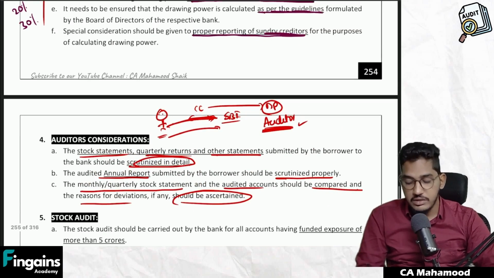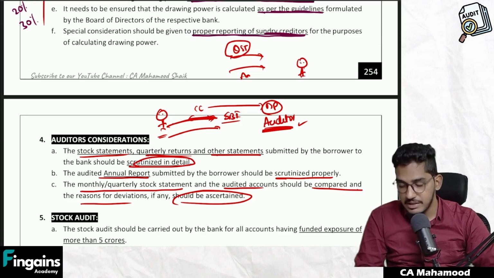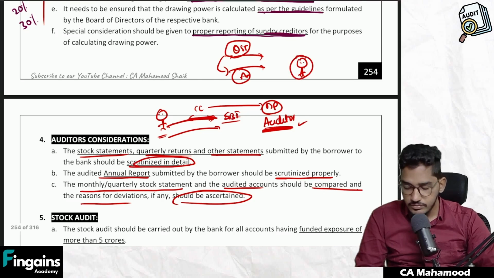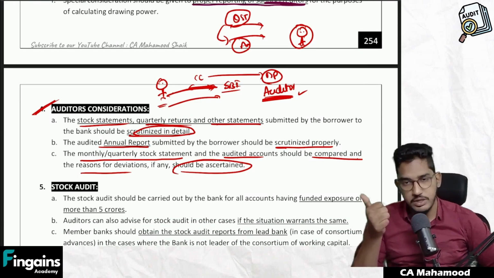See, during the year, the borrower will submit quarterly stock statements. At the end of the year, he will submit annual financial statements. Now, as an auditor, you need to check whether the quarterly stock statements that he has submitted are matching with the annual financial statements or not. If he finds something wrong, then he has to investigate that matter further. So as an auditor, these are your responsibilities. Very simple responsibilities for the auditor.